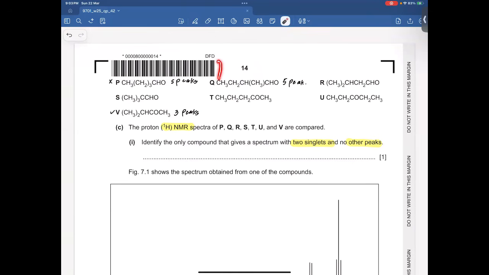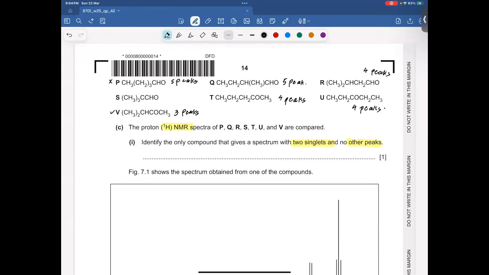Let's suppose this will give you a triplet. This will give you 3 plus 1, 4, a quartet. And this will give you a doublet. This will give you 2 plus 1, 3, a triplet. This will give you a doublet also. First peak, second peak, third peak, fourth peak. So we have 4 peaks here. 1, 2, 3, and 4. We have 4 peaks here also. 1, 2, 3, 4. We have 4 peaks also.